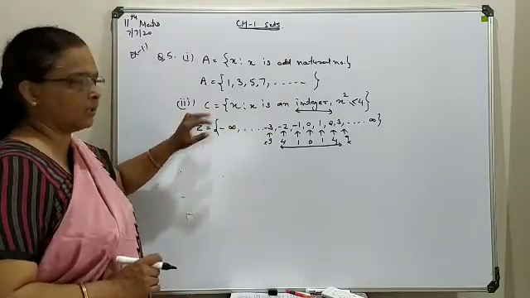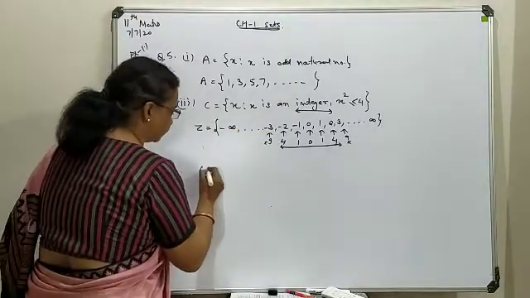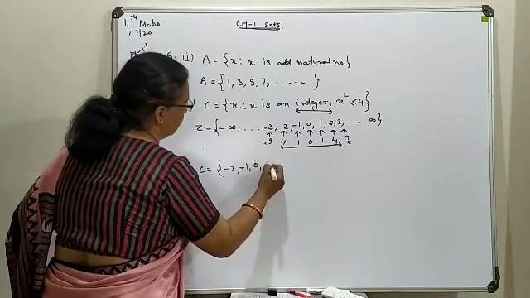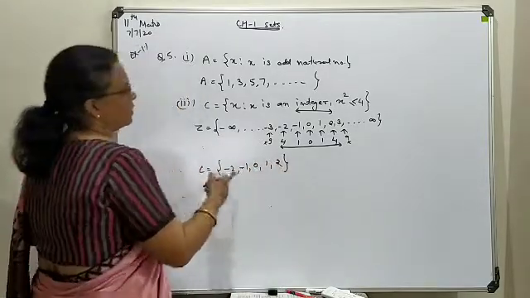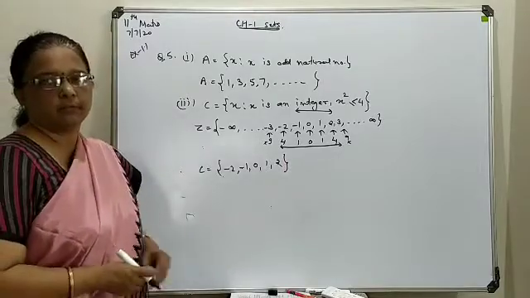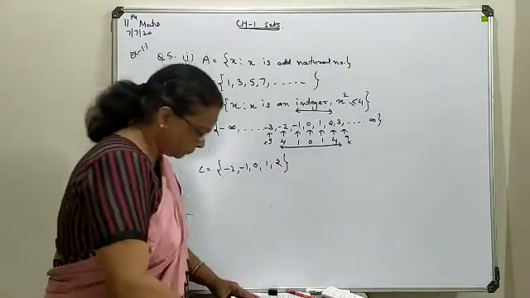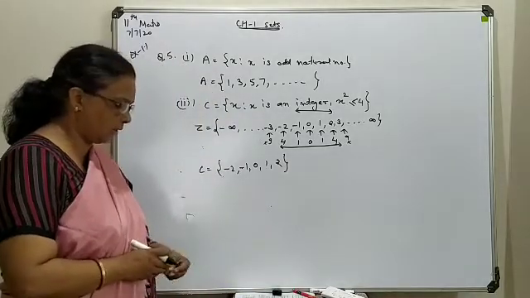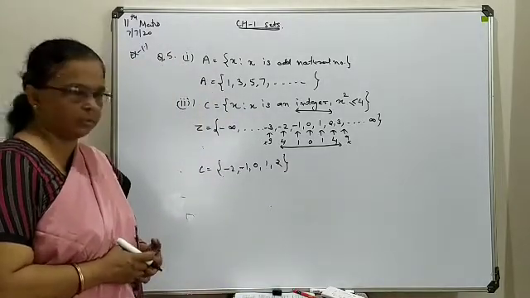So the elements of C we can list as minus 2, minus 1, 0, 1 and 2. So this way certain limitations also we have to consider. Now in the same way the remaining questions you can attend easily. These are very simple forms.